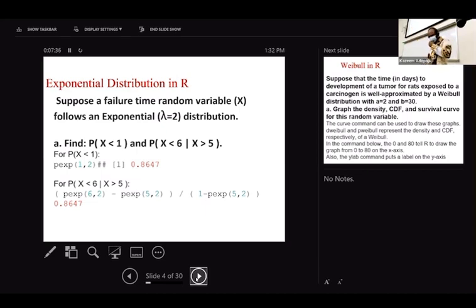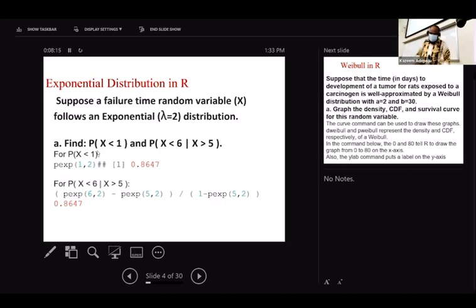Now, let me take a look at this. For the exponential distribution, we have f of x equals lambda e raised to the power minus lambda x. The lambda is the rate. If they want to ask a question about the exponential distribution, it could be: find the probability of x less than 1, or find the probability of x greater than, or find the probability of x lying in between. I remember the other time, if you want to do that manually, we use the CDF, right?